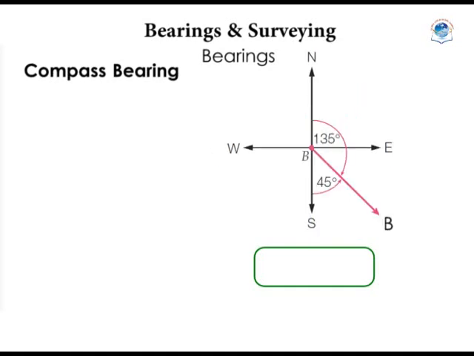How about this B? If you think about true bearing, we'd say that it's 135 degrees. But in compass bearing, it's different. We measure angles from north or south. The point B is towards the south. So we write south. From south, we turn 45 degrees. We turned towards east. So we have our compass bearing as south 45 degrees east.